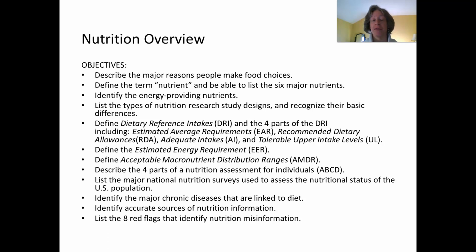List the types of nutrition research study designs and recognize their basic differences. So we talked mostly about observational or epidemiological studies where you observe people. You don't learn cause and effect, but you learn about relationships from those studies, as opposed to intervention studies that can be in cells, in animals, or in humans. And those intervention studies are more reliable or tend to be better able to get at cause and effect.